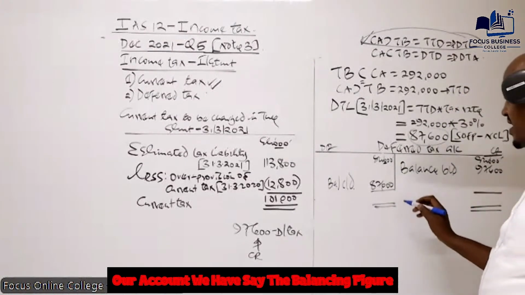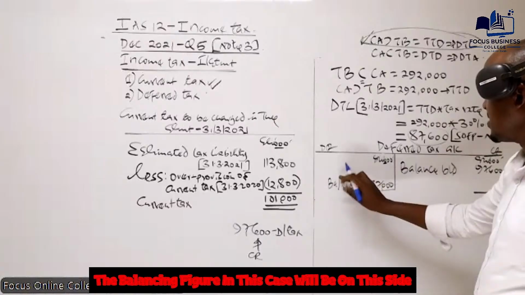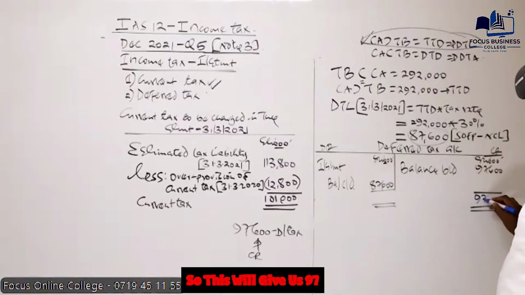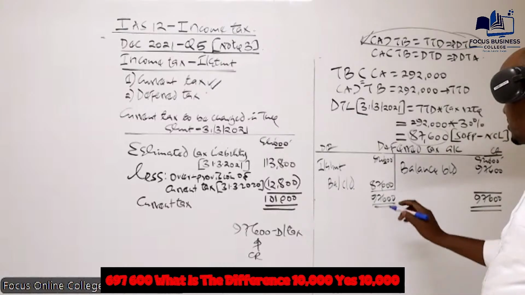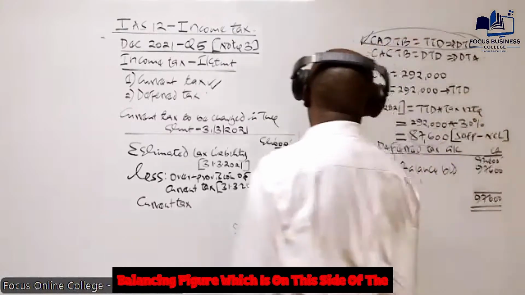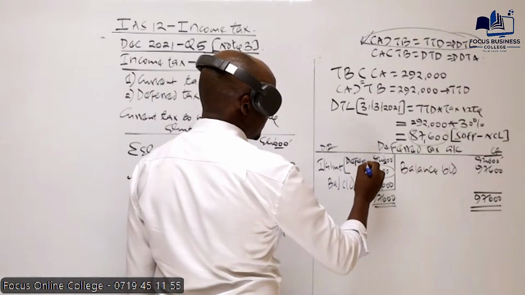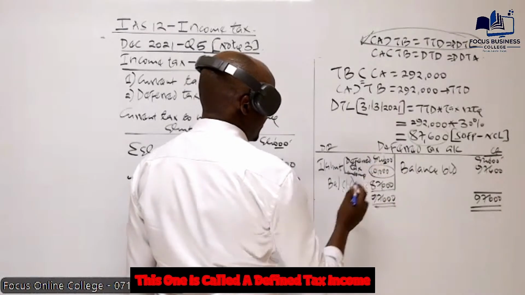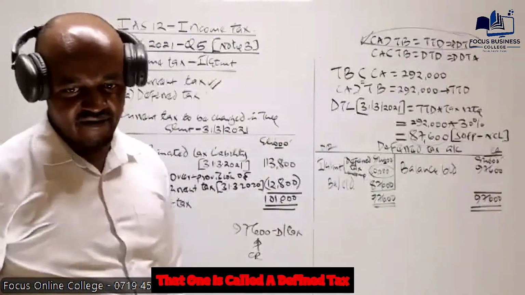We have said the balancing figure is what we take to the income statement, and I hope the balancing figure in this case will be on this side. So this will give us 97,600. What is the difference? 10,000? Yes, 10,000. This balancing figure, which is on this side, is called a deferred tax income. That one is called a deferred tax income.